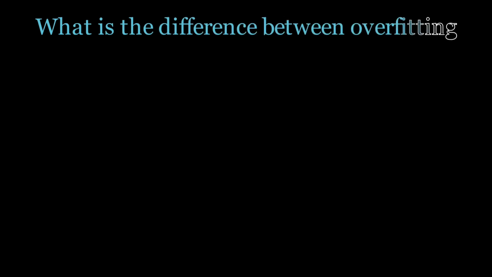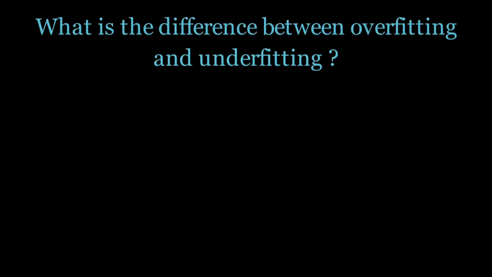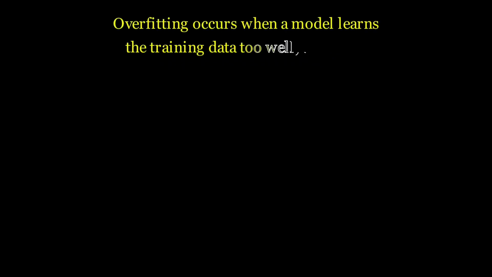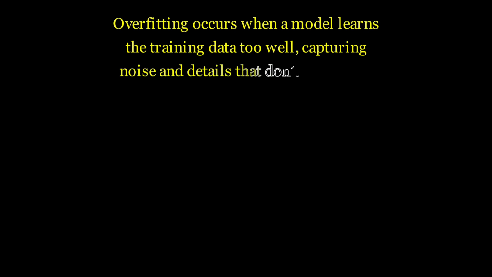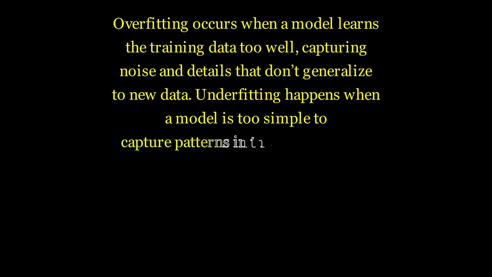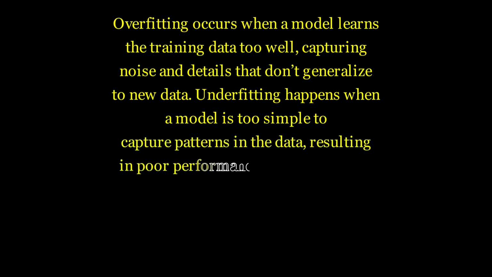What is the difference between overfitting and underfitting? Overfitting occurs when a model learns the training data too well, capturing noise and details that don't generalize to new data. Underfitting happens when a model is too simple to capture patterns in the data, resulting in poor performance on both training and test sets.